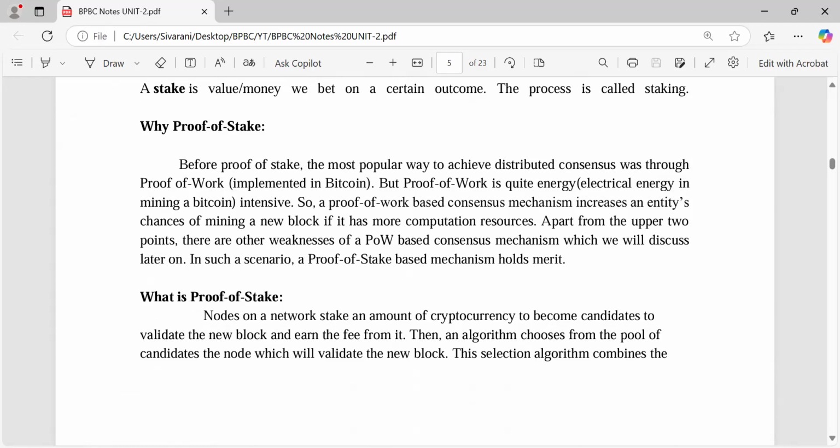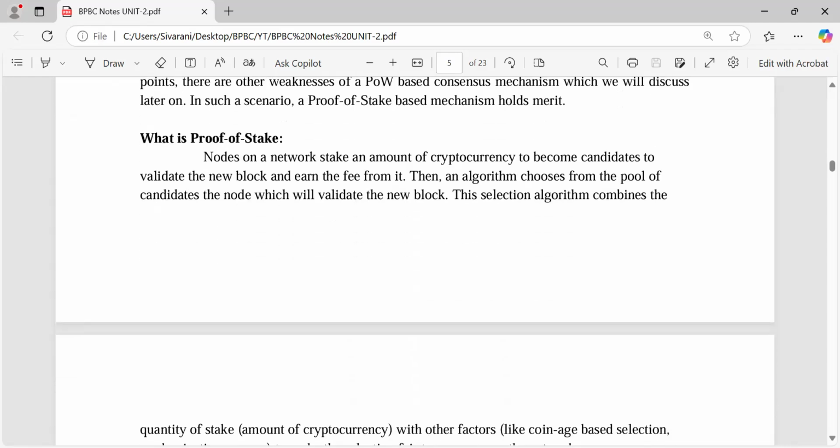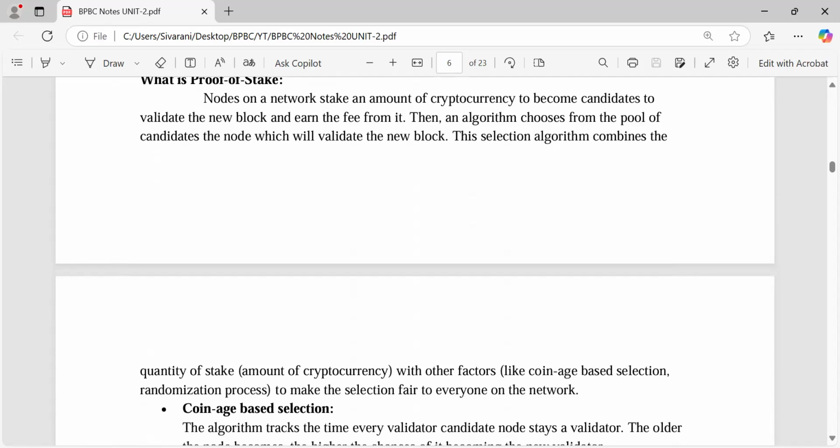Nodes on a network stake an amount of cryptocurrency to become candidates to validate the new block and earn the fee from it. So, it is also a proof of work, but here we are maintaining the stake of cryptocurrencies for validating the new block. An algorithm chooses, from the pool of candidate nodes, the node which will validate the new block. This selection algorithm combines the quantity of stake, the amount of cryptocurrency, with other factors like coin age based selection and a randomization process to make the selection fair to everyone on the network.